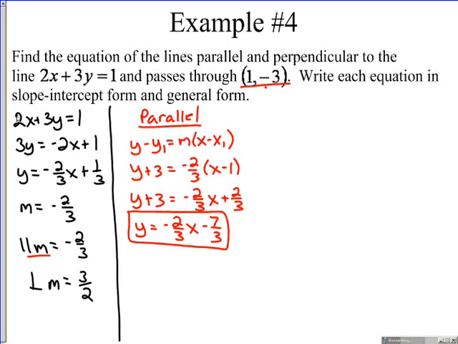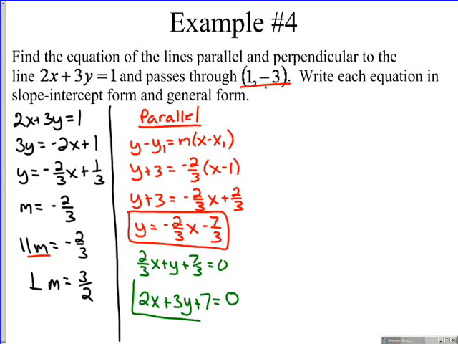Now we were also asked to express that in general form. General form, remember we want the x term to be positive, so this time I'm going to move both of these terms over to the left side with y. We get 2/3 x plus y plus 7/3 equals 0. From here then, to finish general form, we also cannot have any fractions, so I'm going to multiply everything in here by 3. We get 2x plus 3y plus 7 equals 0, and there is general form.